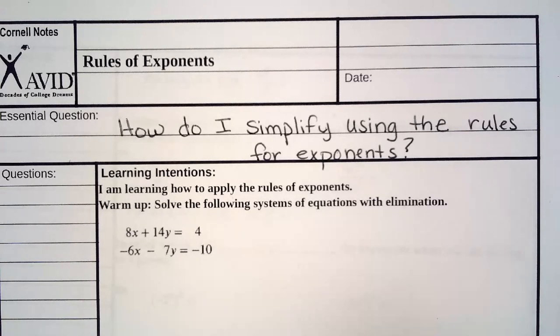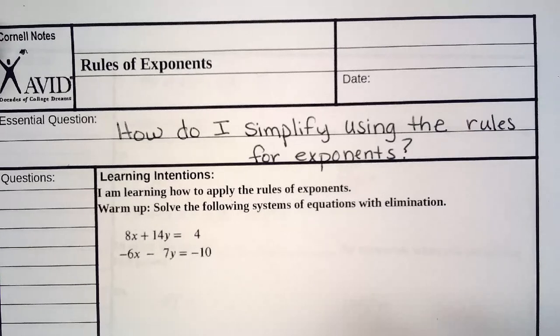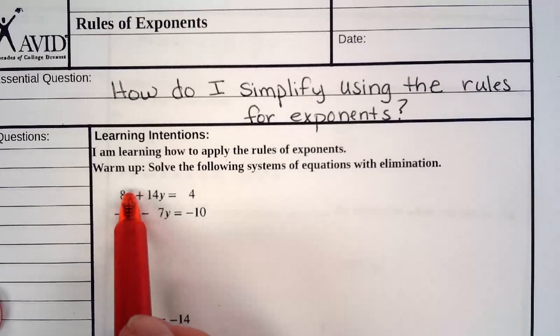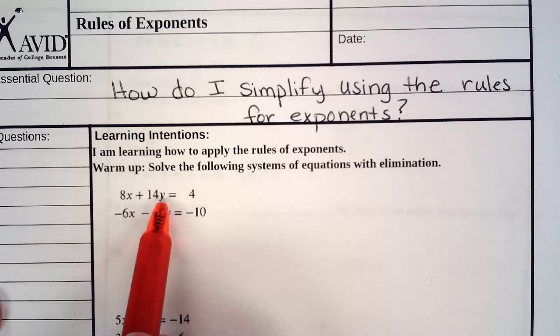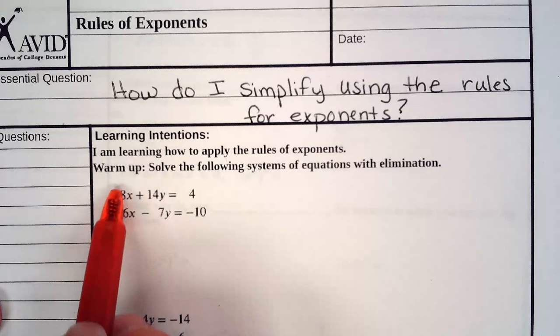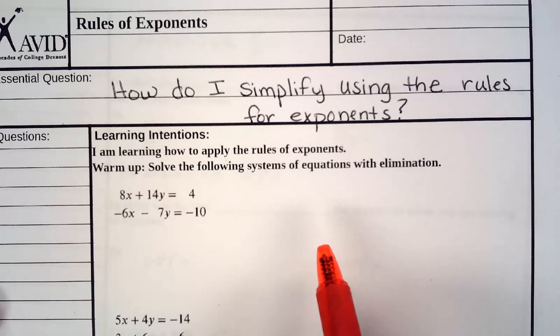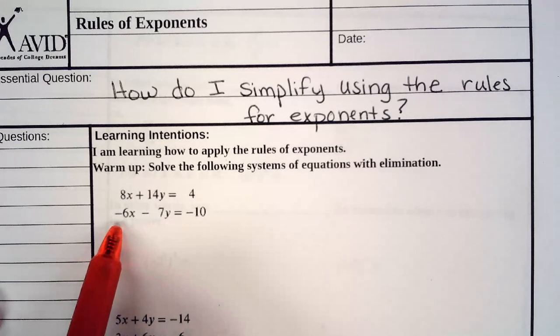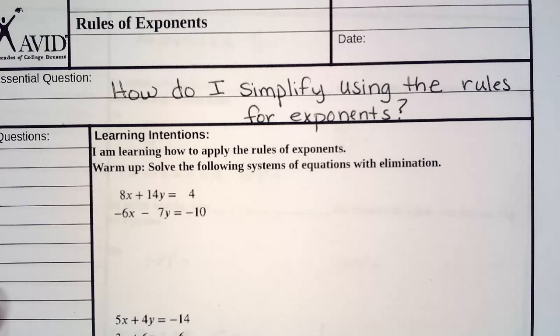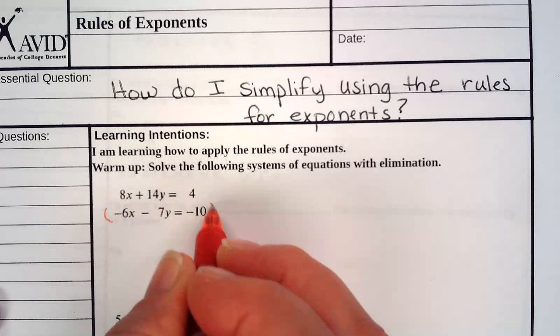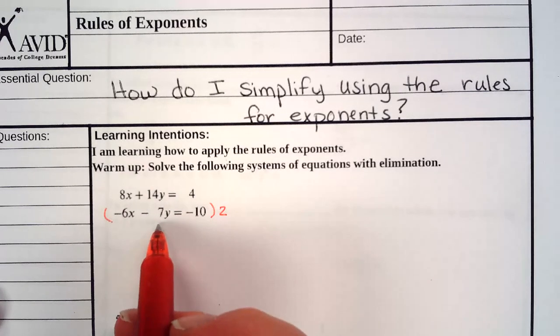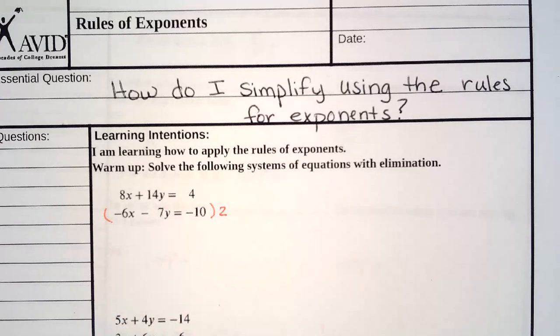Well, I hope you tried. So if you're looking at this, you have to do some thinking. I've got 8 and I've got negative 6. I've got positive 14 and I've got negative 7. If I want to eliminate my x values, I'll have to scale both of the equations, not just one. However, if I want to eliminate my y values, all I have to do is to multiply the second equation by 2, and then I have positive 14y and negative 14y. They will eliminate each other.